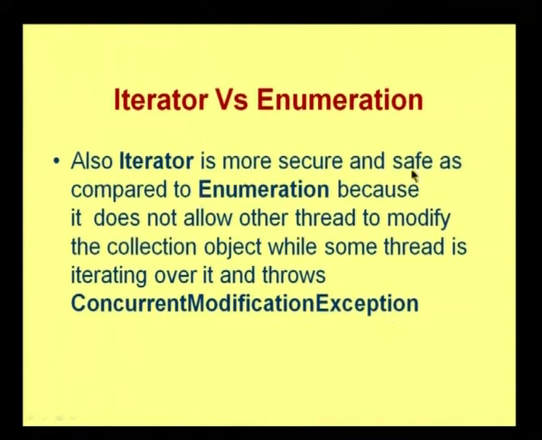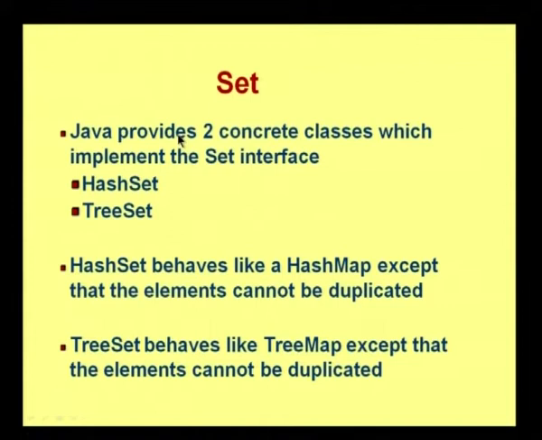Iterator is more secure and safe as compared to the enumeration because it does not allow other threads to modify the collection object while some thread is iterating over it, and it throws a concurrent modification exception in case that happens. So that is the difference between your iterator and enumeration. Iterator is more secure and safe than the enumeration because the synchronization process is good with respect to your iterator. So next we will move into set.